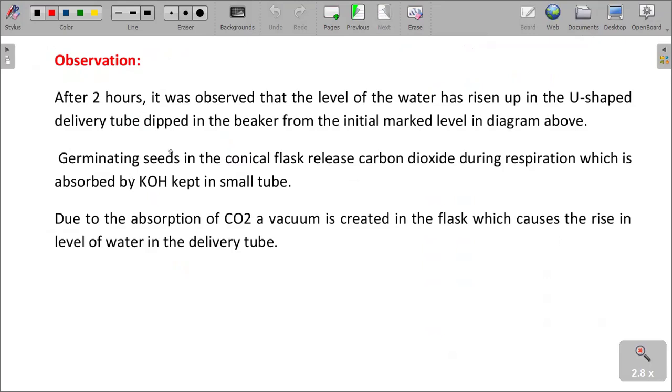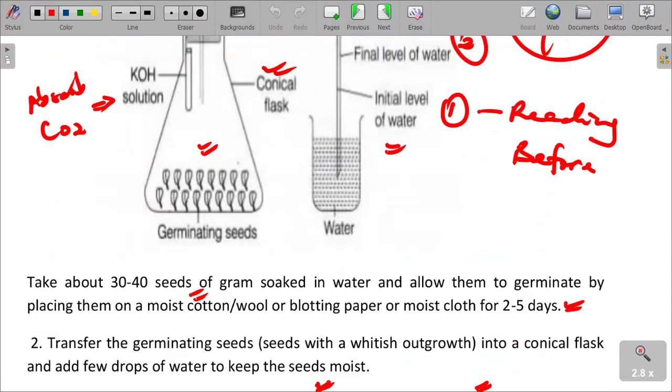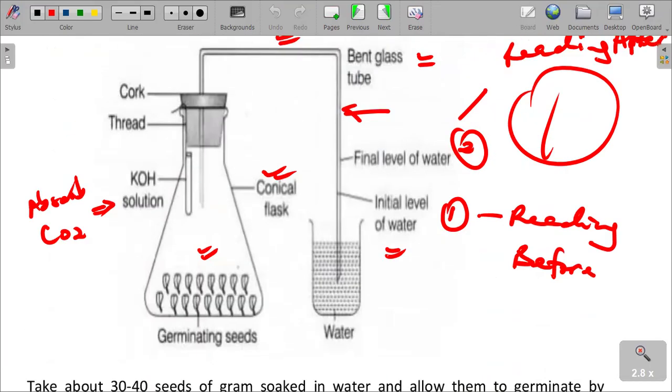After 2 hours, it can be observed that the level of water rises up in the U-shaped delivery tube dipped in the beaker from the initial mark level in the diagram above. I'm sure that we can confirm together to say that the level of water rises up in the U-shaped delivery tube from the initial level. What we are seeing is that the level of the water increases, as I've seen here, to say we have got reading one, reading two.